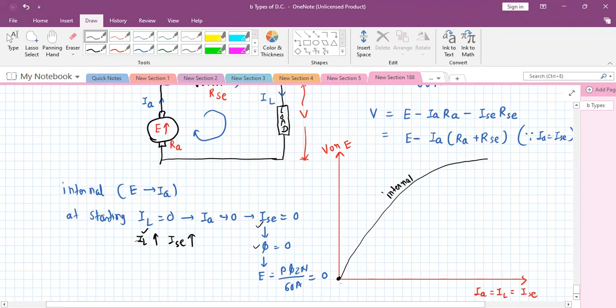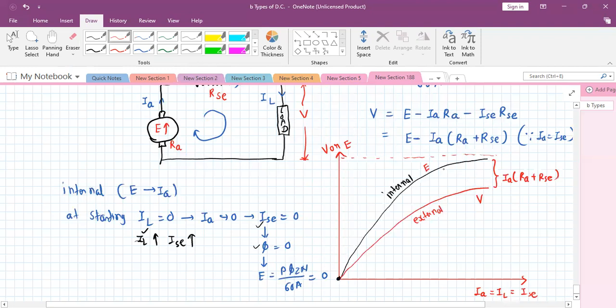And here external. In external, again a new drop occurs. Which drop? IA RA plus ISC RS. So this characteristic is somewhat lower than this. Yes or no? And this drop is nothing but the IA in the bracket RA plus RSC drop. And this is your external characteristic, V versus IL, and this is your internal E. And what about E0? This line remains the same. So draw these characteristics.